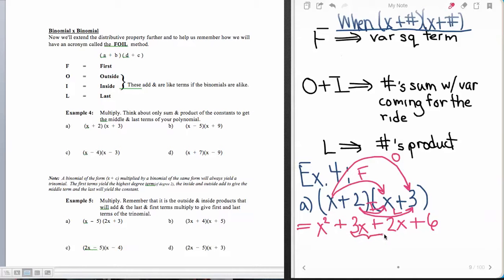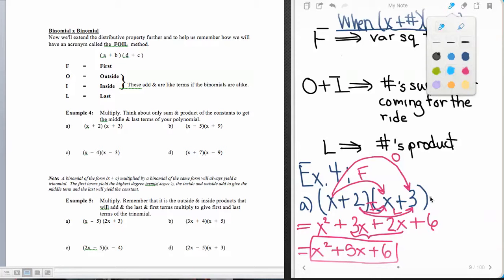And what you notice is that these two terms are like terms, so the inside and the outside products end up adding together, and so we get x squared plus 3 plus 2 x's, which is 5x's, plus 6, and what we got was a trinomial. Whenever we have two binomials that are of the same type, we always will get a trinomial because the outside and the inside products will add together.